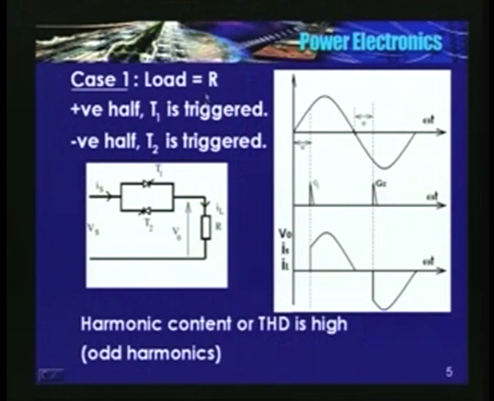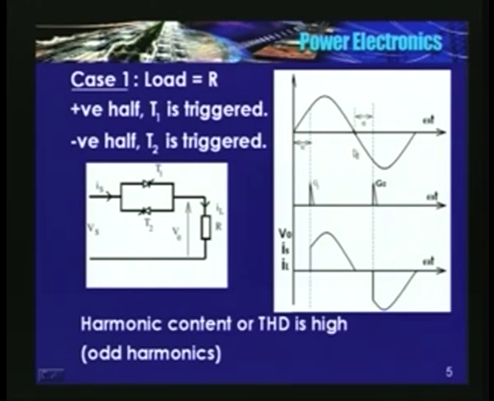Okay. So case 1, load is purely resistive. Input is single phase AC. I have used two SCRs, T1 and T2. They are connected anti-parallel. Now you can replace this combination by a triac, the device which is used in fan regulators. I had shown the fan regulator, also the device, during my introductory lectures. So load is purely resistive.